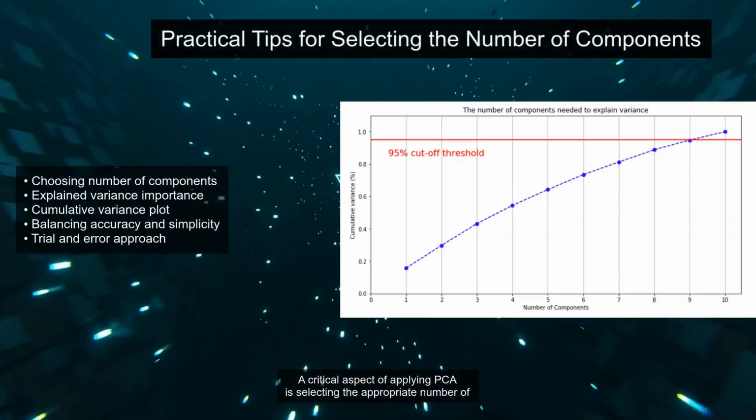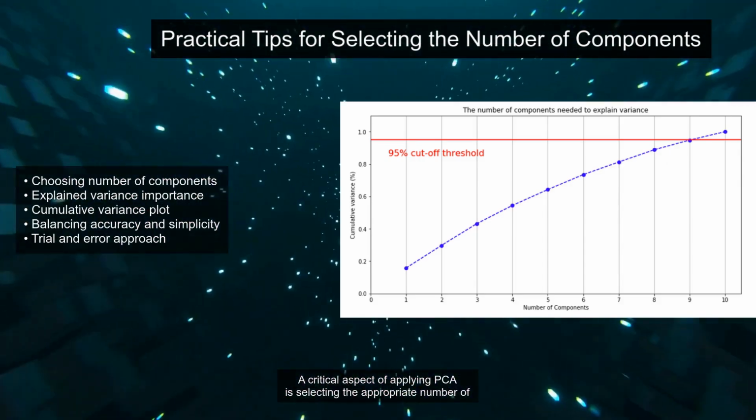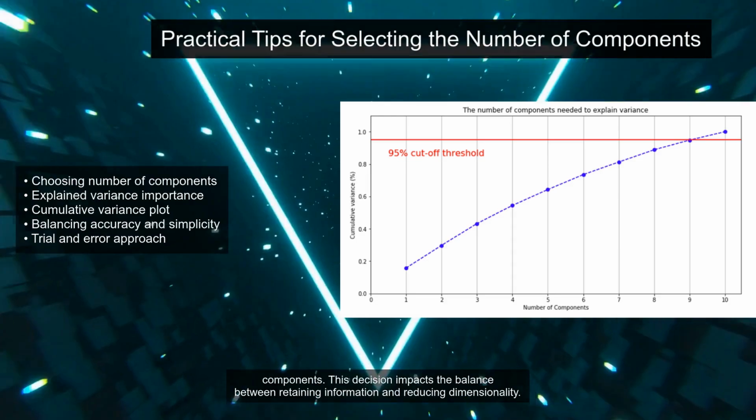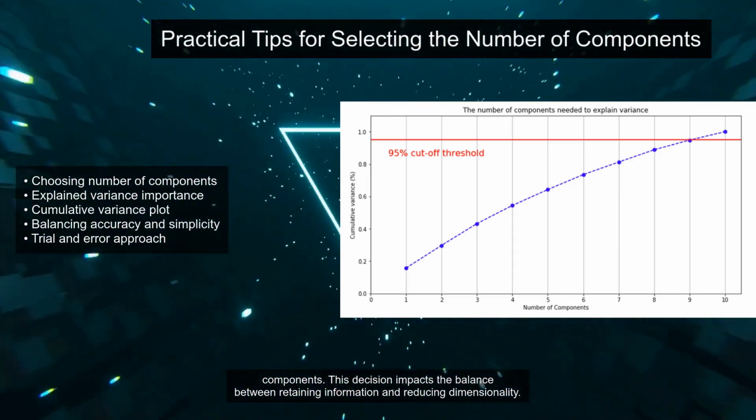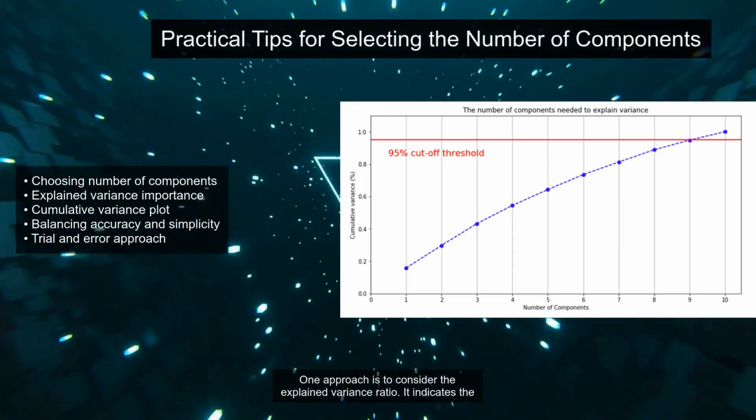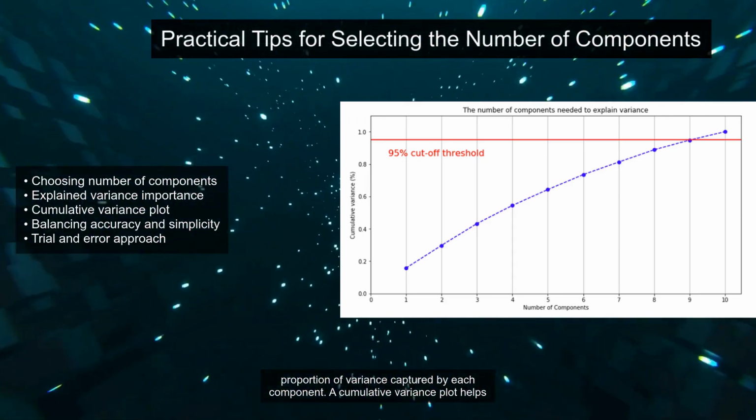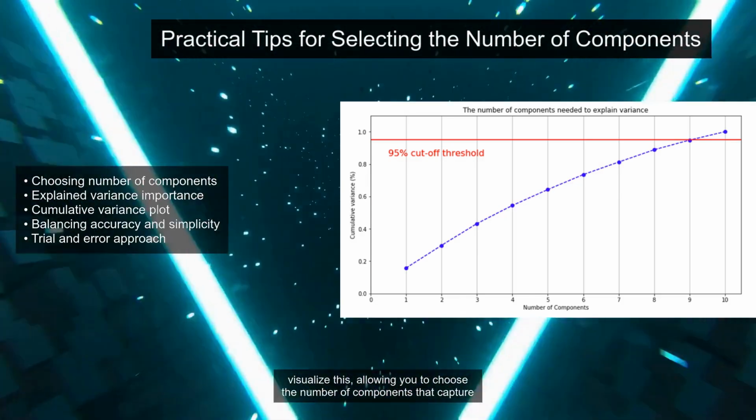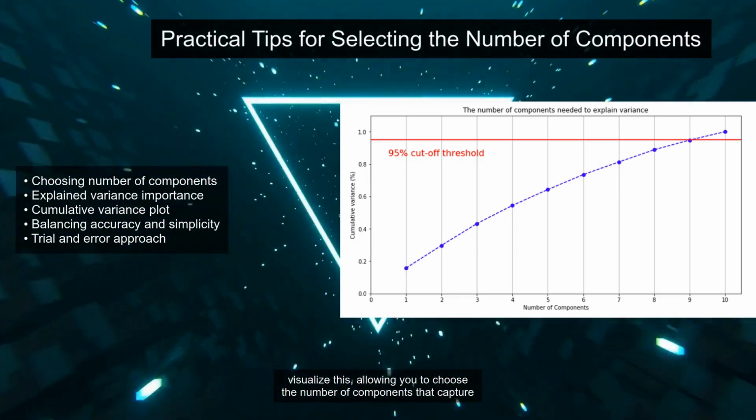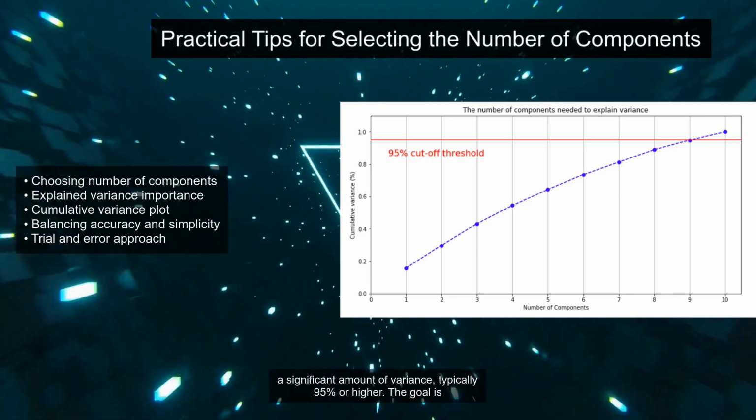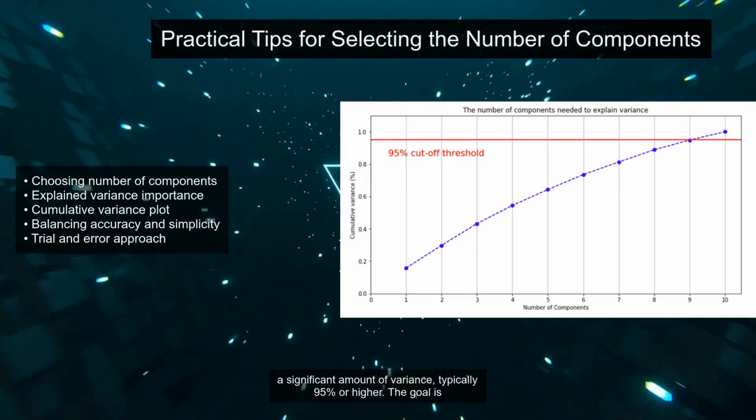A critical aspect of applying PCA is selecting the appropriate number of components. This decision impacts the balance between retaining information and reducing dimensionality. One approach is to consider the explained variance ratio. It indicates the proportion of variance captured by each component. A cumulative variance plot helps visualize this, allowing you to choose the number of components that capture a significant amount of variance, typically 95% or higher.